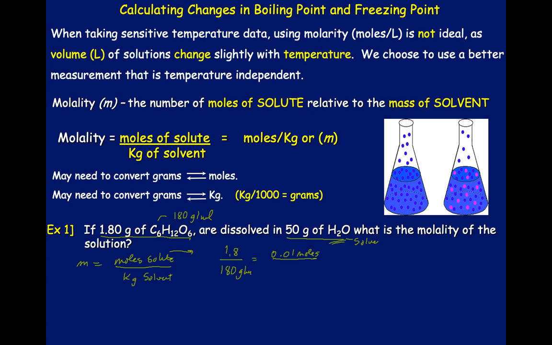Now I also have 50 grams divided by 1,000 grams per kilogram. I'm going to get 0.050 kilograms. So I take moles per kilogram, that divided by that, and I get 0.2 italicized M, or moles per kilogram. That becomes my molality.